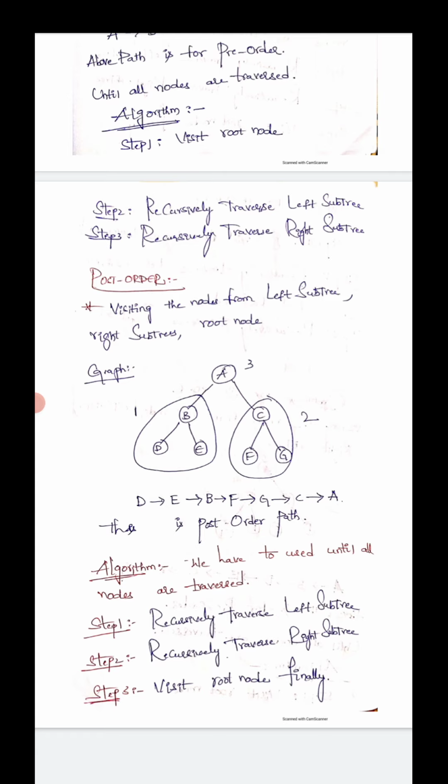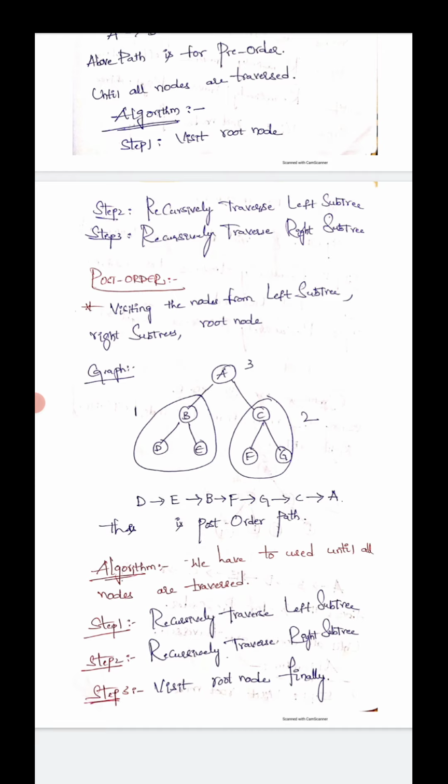Step 1, recursively traverse the left subtree. Step 2, recursively traverse the right subtree. And step 3, we visit the root node finally. Listen carefully here. Step 1, recursively traverse the left subtree. Step 2, recursively traverse the right subtree. And step 3, visit the root node finally. This is the algorithm followed by the post-order technique.